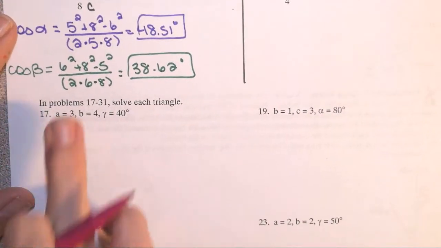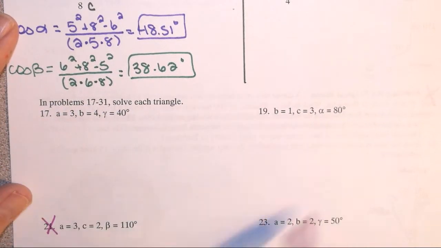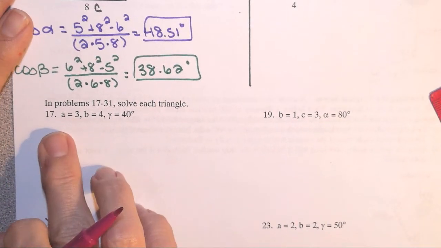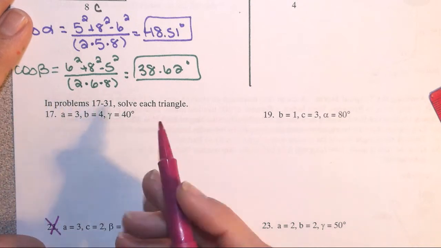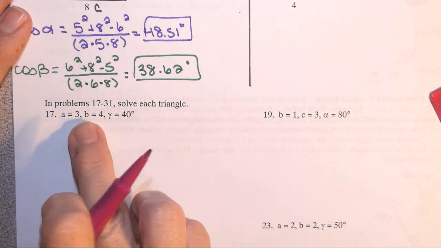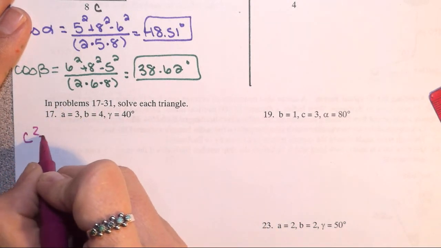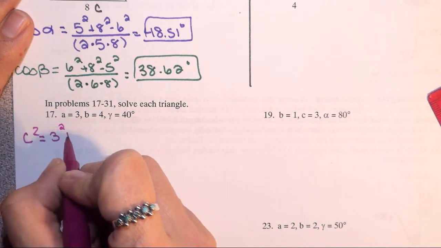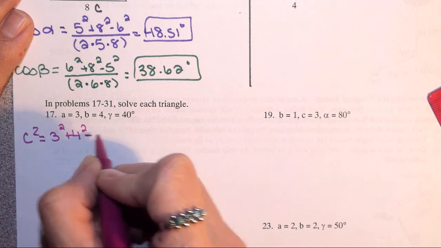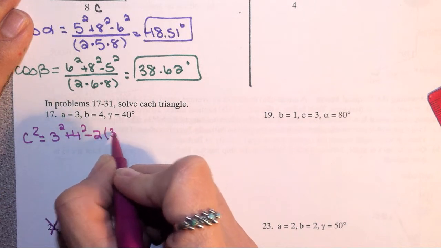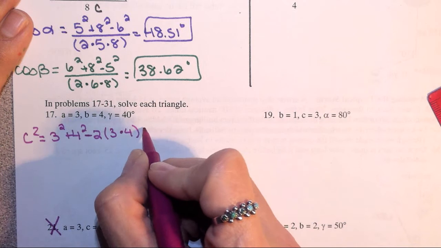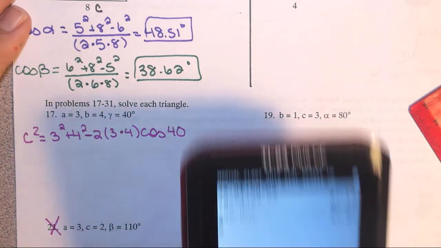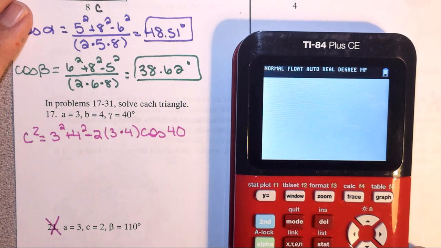When you get down to 17, 19, and 23, these 3 problems are just like number 9. So the first thing we have to do on 17 is I have to go find my missing side. They give me A, they give me B, so I'm going to go find C. So the formula for C squared says take A squared plus B squared minus 2 times A times B times cosine of gamma. So I'm going to type that in my calculator, just typing in exactly what we see.